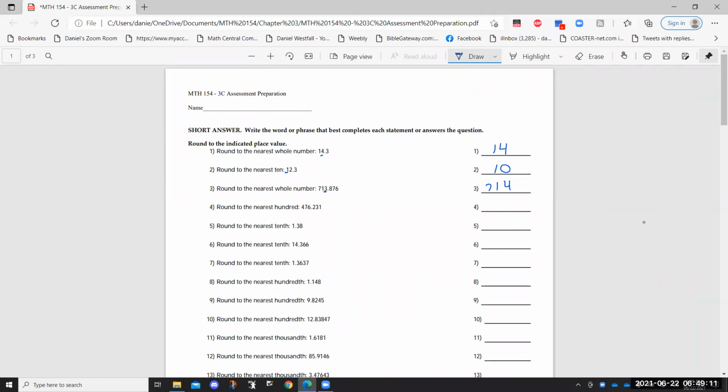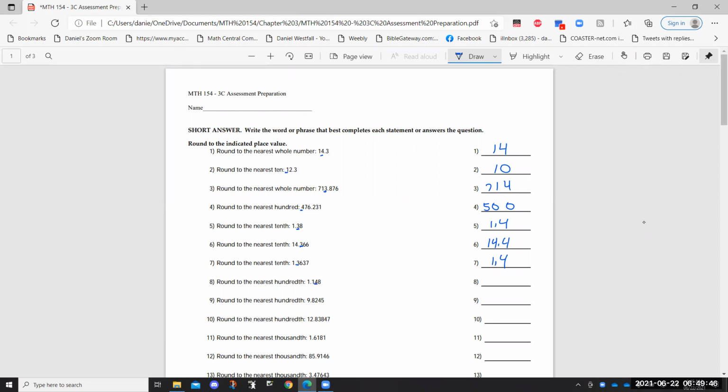The nearest 100, that's this place value. So that 7 is going to cause us to round up. To the nearest tenth. Tenths, things with THs are to the right of the decimal place. So that 8 is going to cause us to round up. Again, to the nearest tenth, so that 6 is going to cause us to round up. Nearest tenth again, so that 6 is going to cause us to round up.